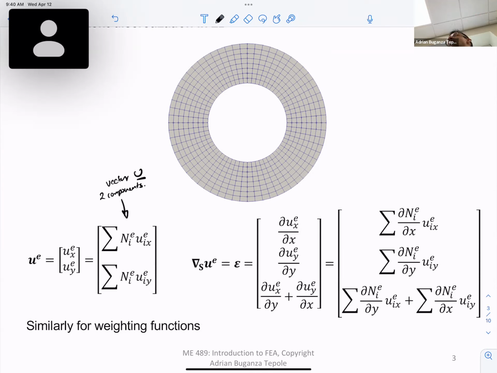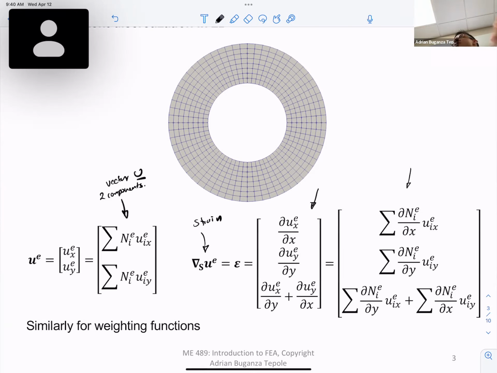The other difference is that because u is a vector, when we think about the gradient of u, that one looks a little bit different from what we were doing for the heat transfer problem. This is the strain. And actually the gradient of a vector is a matrix, but it's a symmetric one, so we can arrange it in a vector form. And all you need to know is this form right here. I mean, the definition is this one.